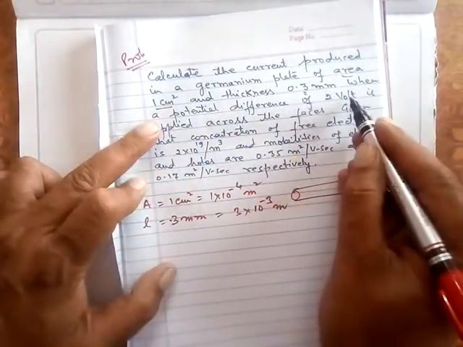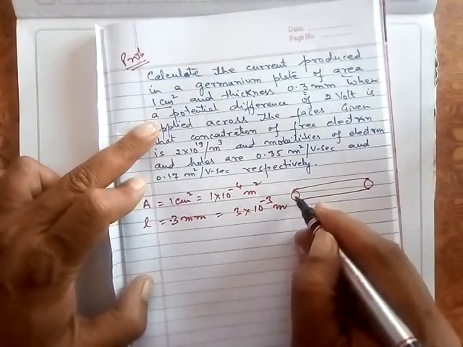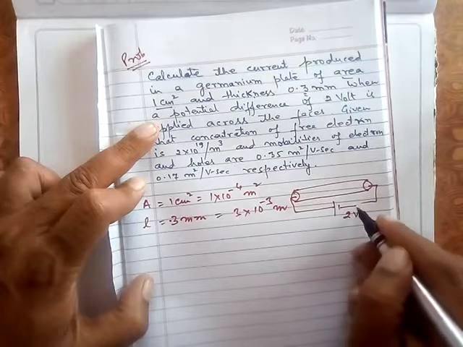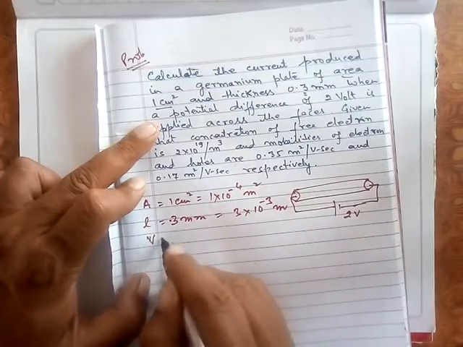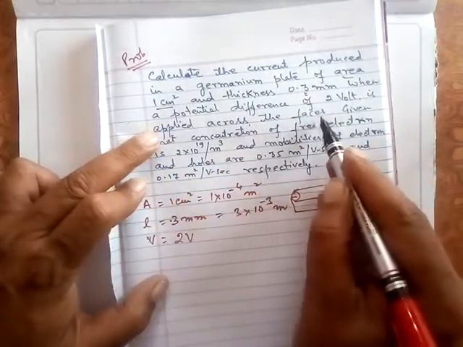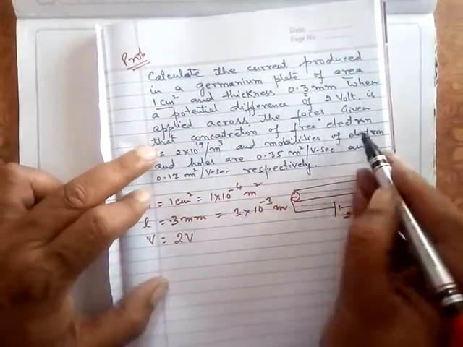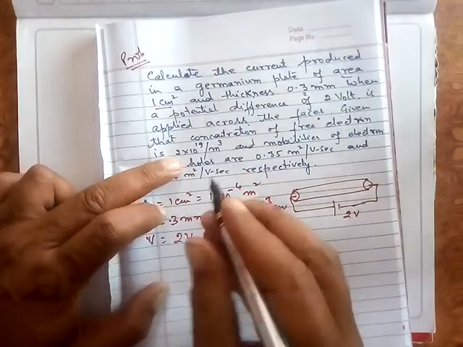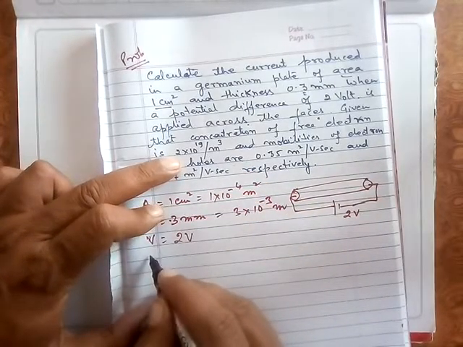When a potential difference of 2 volt is applied, it says a battery of 2 volt is applied. A potential difference of 2 volt, that is V, is applied across its faces. Given that the concentration of free electrons, now it is a pure germanium again, concentration of free electrons, I can say that n.